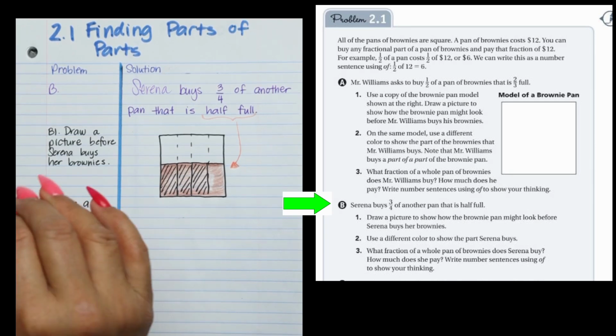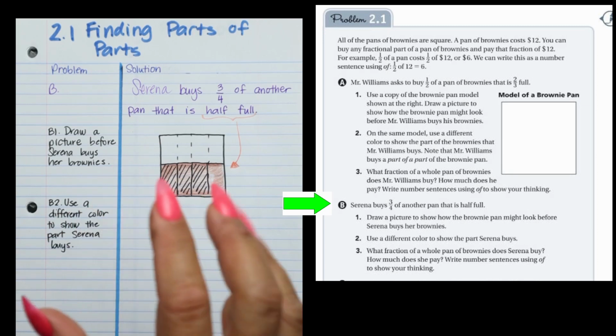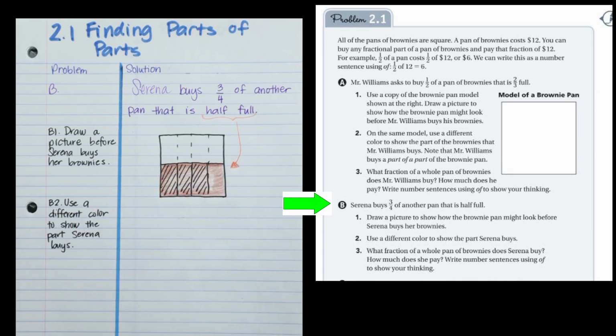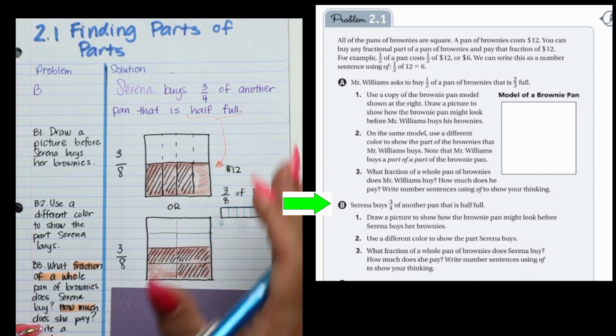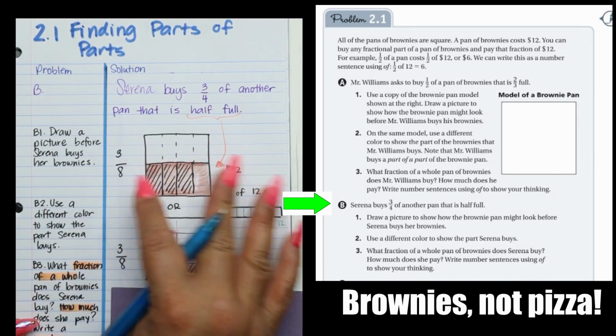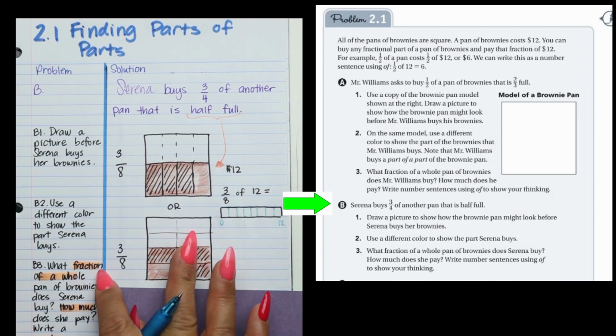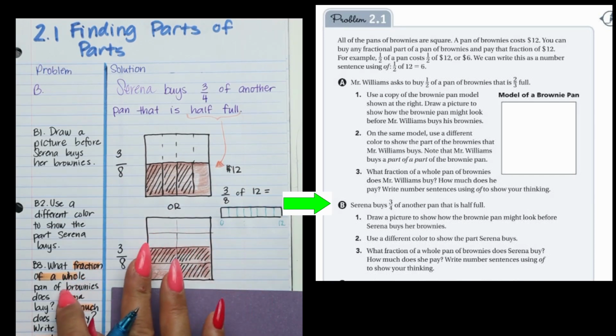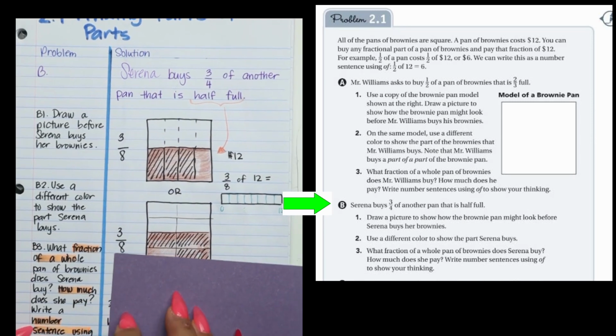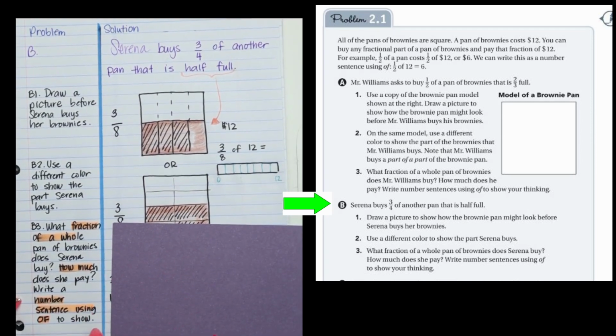How much does she pay? And write a number sentence using of to show your thinking. Go ahead and copy down the model if you haven't already. So here is the whole pan of pizza marked off already. The question is, what fraction of a whole pan of brownies does Serena buy, and how much does she pay? Write a number sentence using the word of to show.